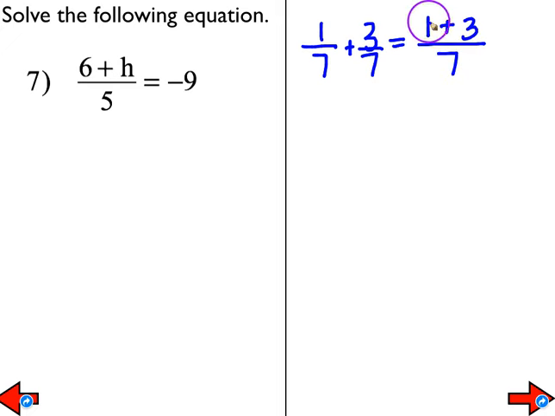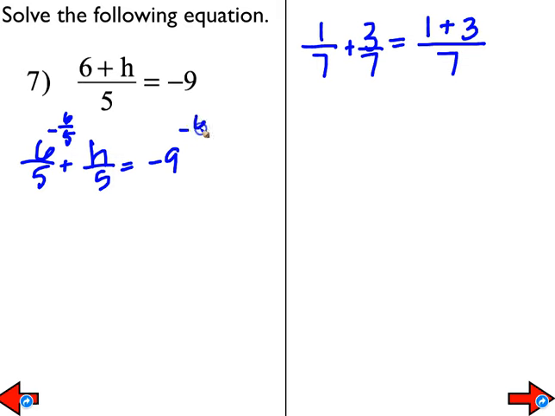So here, notice it's 1/7 plus 3/7. So basically, I can rewrite this problem as 6/5 plus h over 5 equals -9. At this point, you're going to go back and do the same steps. You're going to get rid of your constant first, so you're going to subtract 6/5 from both sides. Here, 6/5 minus 6/5 is 0, leaving you with h over 5 equals -9 minus 6/5.